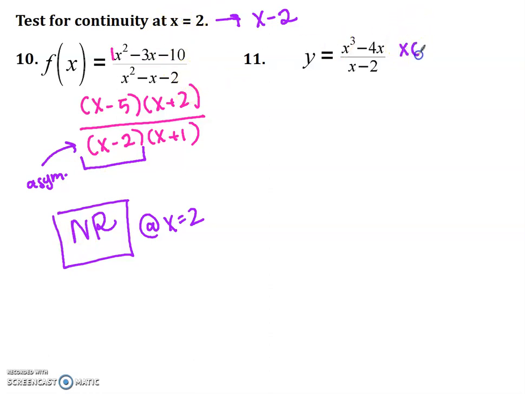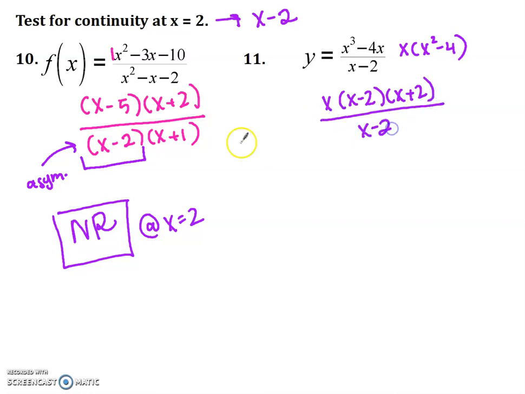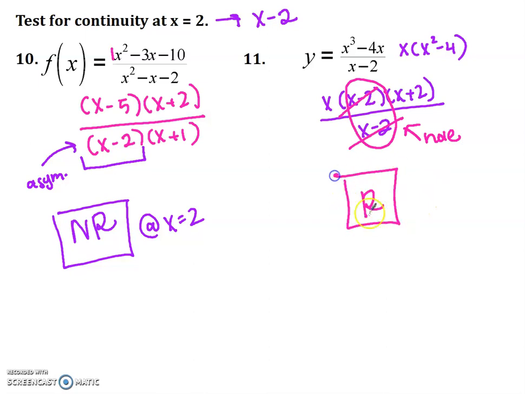Now for 11, I first need to GCF out the x in the numerator. So that'll be x times x minus 2 times x plus 2 all over x minus 2. Okay. So these are going to cancel. Okay. Then again, we're just looking at the x minus 2 part. So since I was able to cancel those out, that means there's a hole, which would be removable discontinuity.